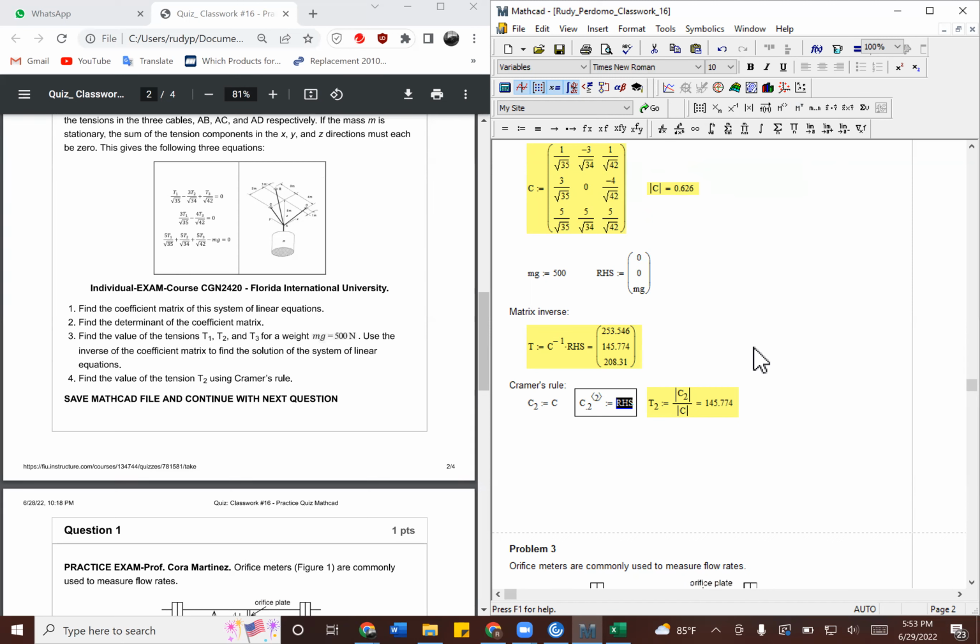Okay, say that again. You're going to replace column 2 in that matrix, right? Yeah. Set it equal to this. Set it equal. Okay. Yeah, so this equal thingy here.